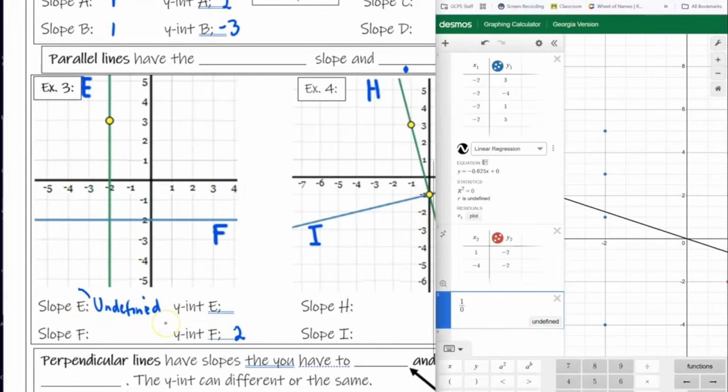So I'm actually going to go ahead and add that. Cannot divide by 0. Okay. All right.